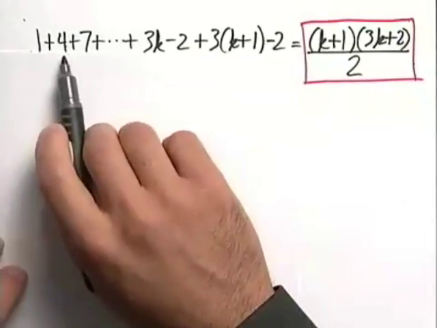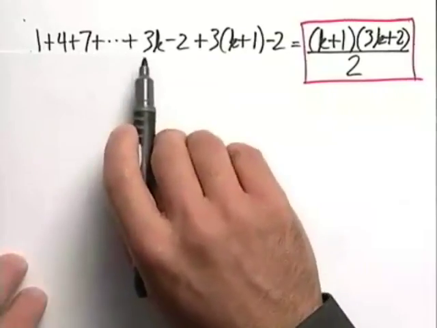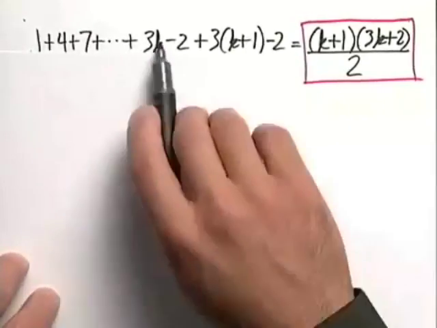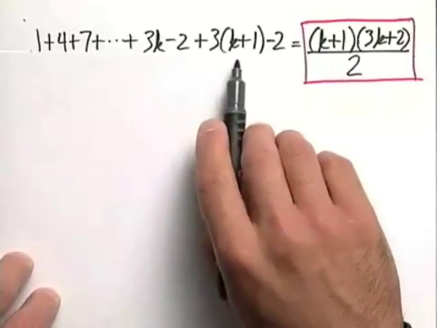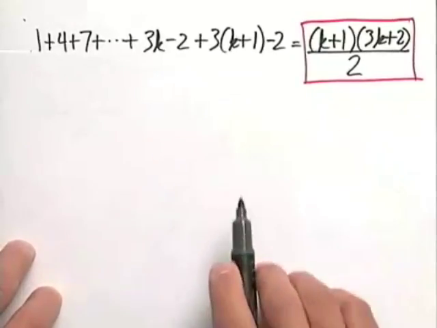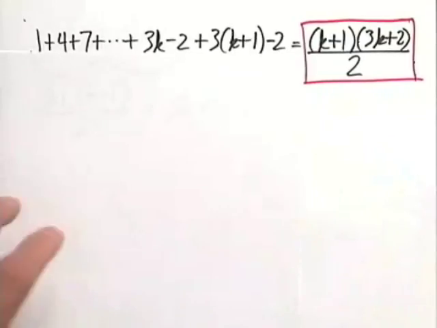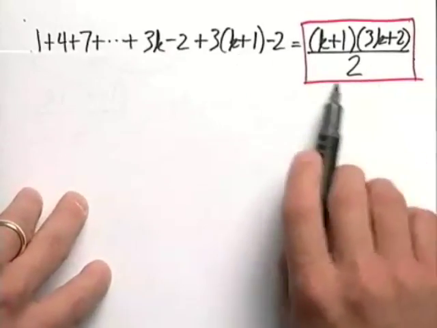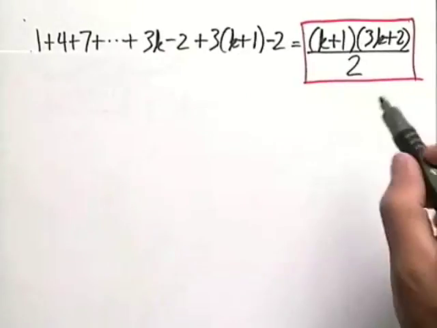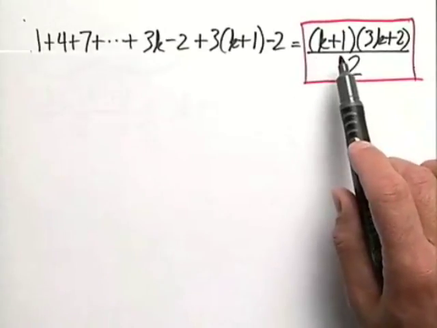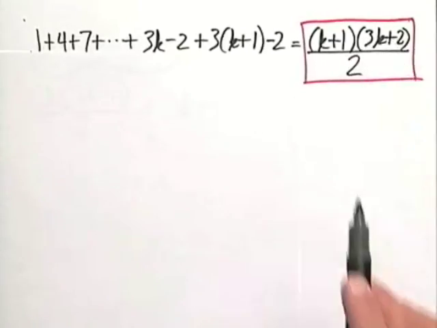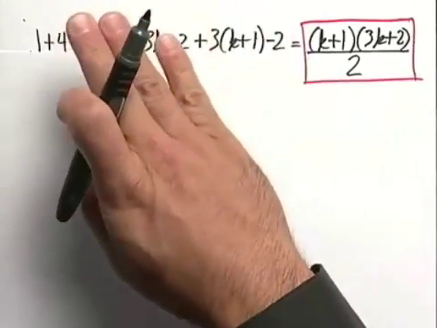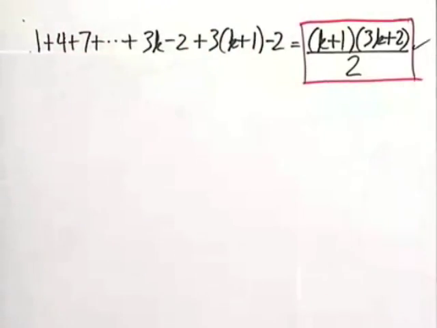Now let's put this all together on one line. We have 1 plus 4 plus 7 plus ... plus 3k minus 2, remember that's our kth term, plus 3 times the quantity k plus 1 minus 2, and that was our k plus 1. So we assume true for n equals k. Now we have to show true for k plus 1. And in this example here, we want to end up with this. This is our goal on the right: k plus 1, the quantity, times 3k plus 2, divided by 2. So we're going to work with this left-hand side and somehow manage to come up with this value on the right.